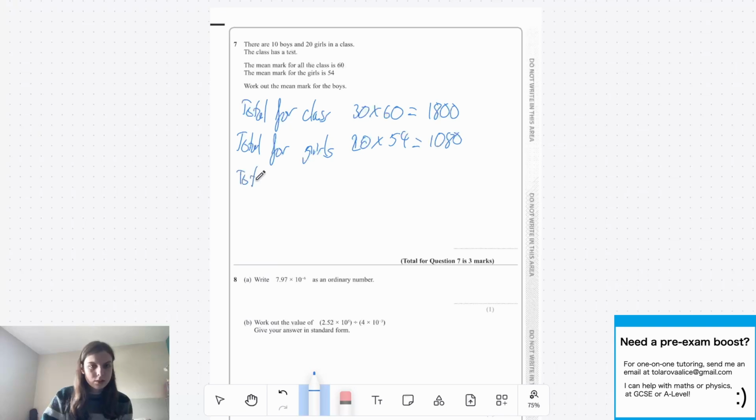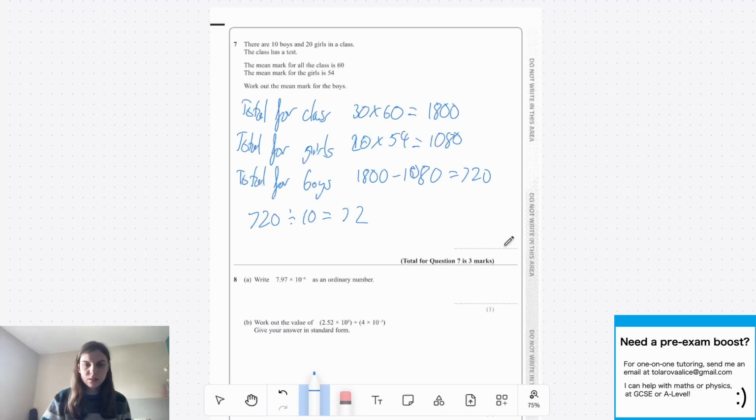And now total for boys is going to be 1,800 minus 1,080. 720. Since there are 10 boys, then we divide 720 by 10. 72.